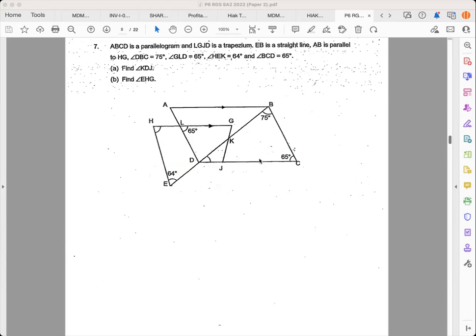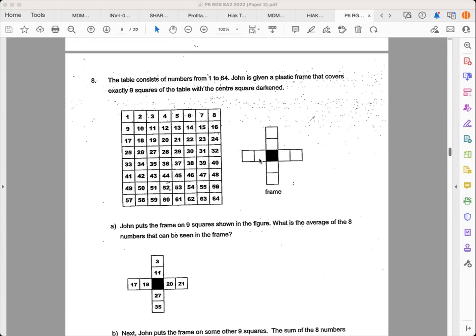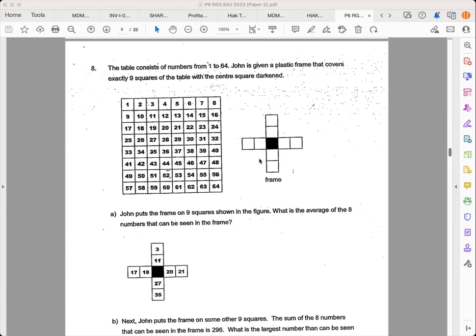Question number 8 is pretty interesting. So the table consists of numbers from 1 to 64. John is given a plastic frame that covers exactly 9 squares of the table with the center square darkened. John puts the frame on 9 squares as shown in the figure. What is the average of the 8 numbers that can be seen in the frame?